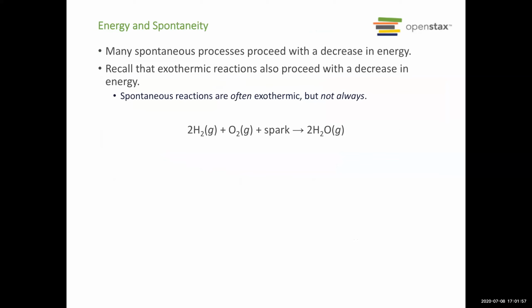So an early observation was that often spontaneous processes occurred with the release of heat, that they were exothermic. Although there are many examples of this, not all spontaneous changes are exothermic. We talked about one spontaneous process. The reaction between hydrogen and oxygen produces a lot of heat. Right, and there are many reactions like this.